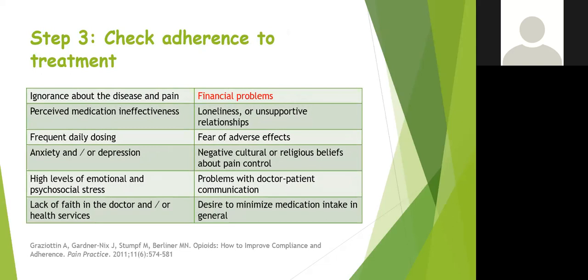Step 3 is check adherence to treatment. So our patient was telling that when we increased the morphine to 15 milligram Q4 hourly, she wasn't very keen. She wasn't happy with the treatment. This sometimes happens for all our patients also.